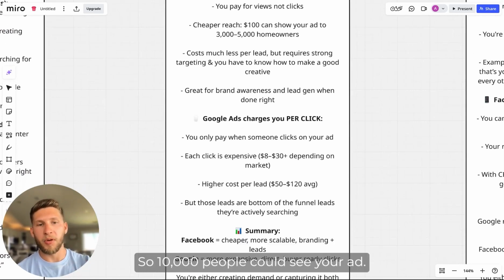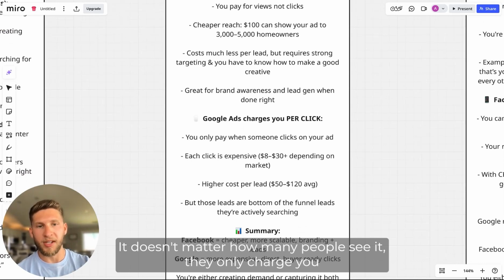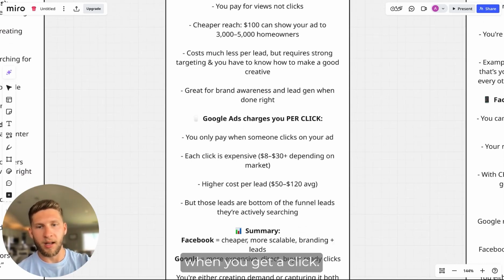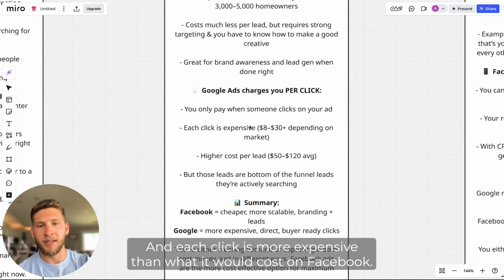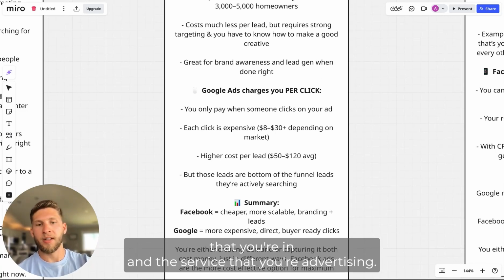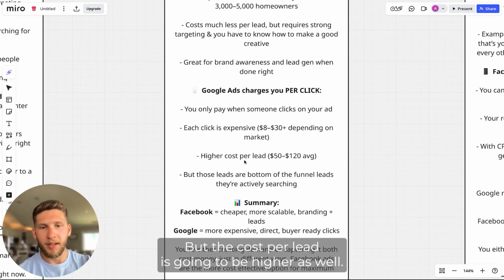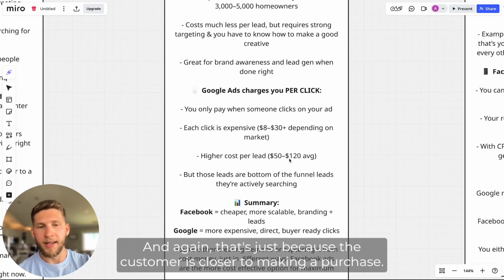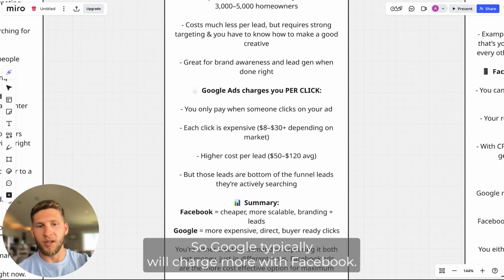So 10,000 people could see your ad. It doesn't matter how many people see it. They only charge you when you get a click. And each click is more expensive than what it would cost on Facebook, somewhere between the $8 to $30 range, just depending on the market that you're in and the service that you're advertising. But the cost per lead is going to be higher as well. And again, that's just because the customer is closer to making a purchase. So Google typically will charge more.